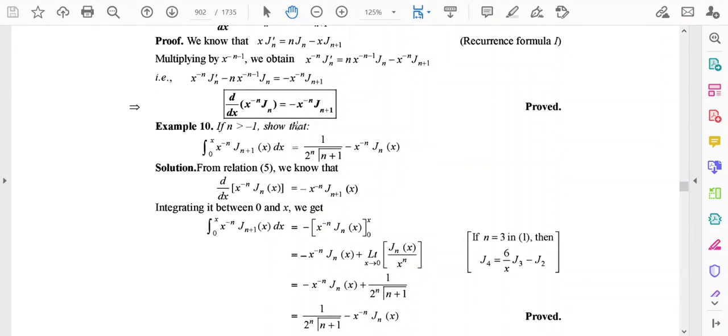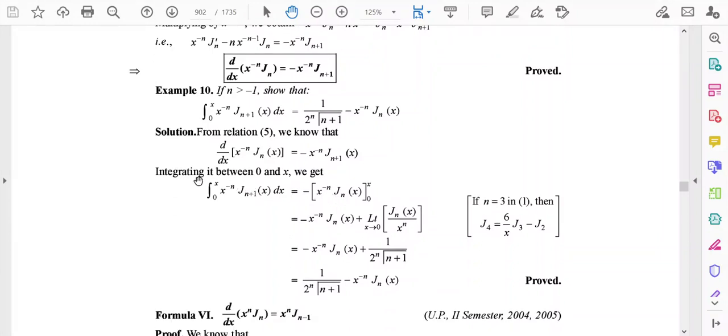Now let us check one example of the application of this formula. We have to show that the integration from 0 to x of x to the power minus n J(n+1)(x) dx is equal to 1 by 2 to the power n gamma n plus 1 minus x to the power minus n Jn(x). So from formula 5, we can see that d/dx of x to the power minus n Jn is equal to minus x to the power minus n J(n+1). So we have just written formula 5.